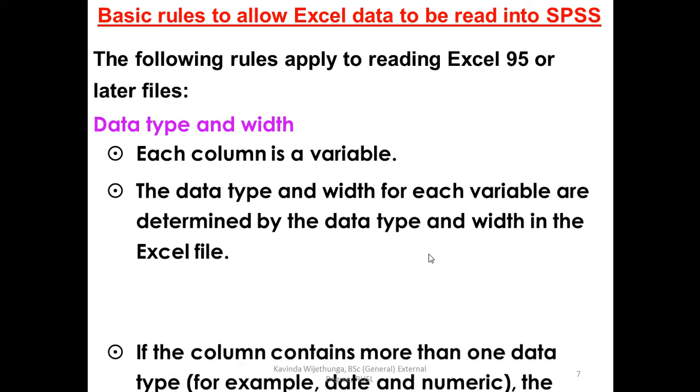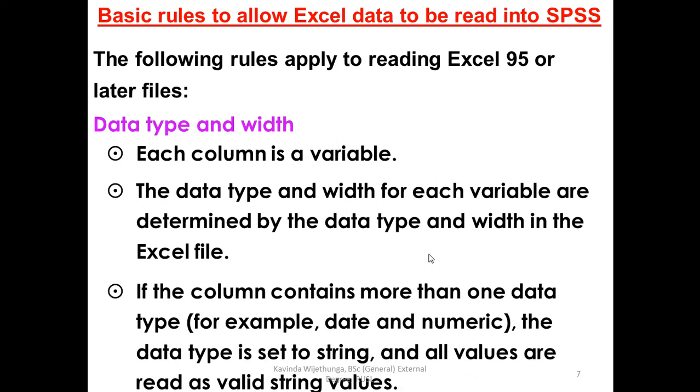If a column contains more than one data type, for example date and numeric, the data type is set to string and all values are read as valid string values. So you can understand this: if one column includes more than one data type, it is considered as string values.